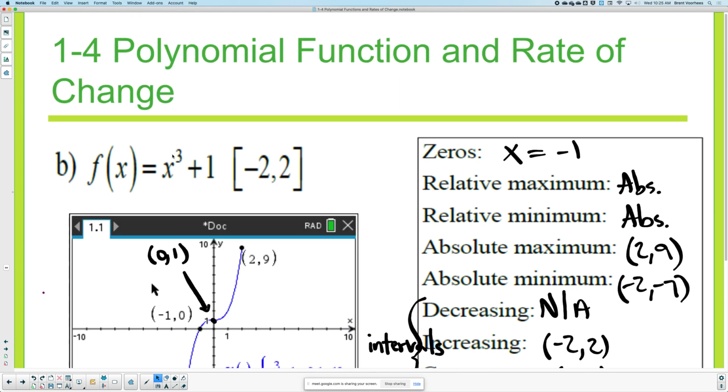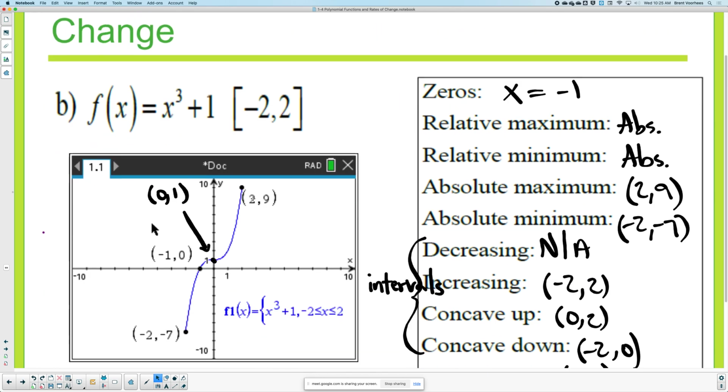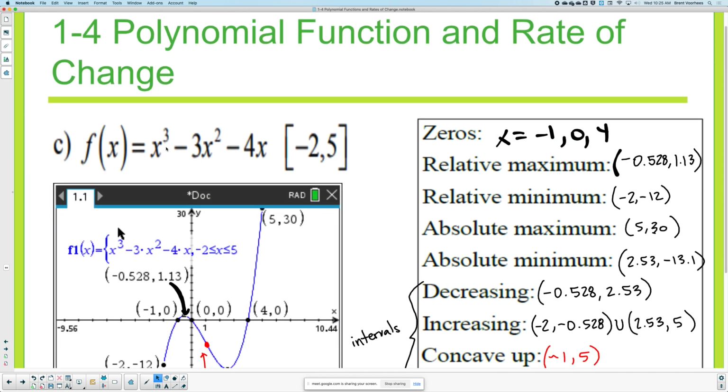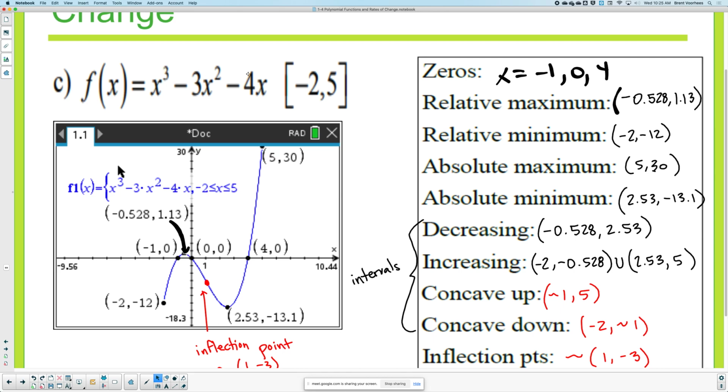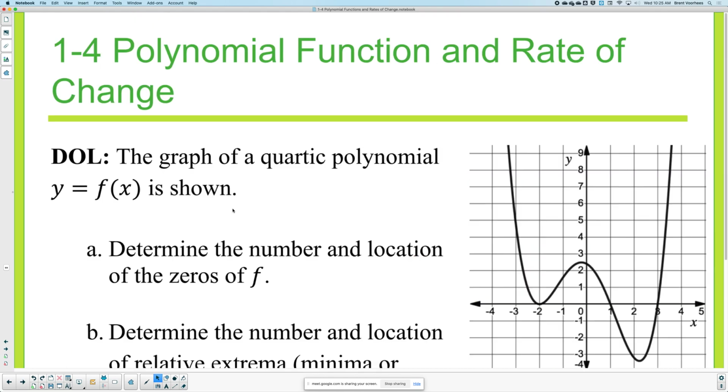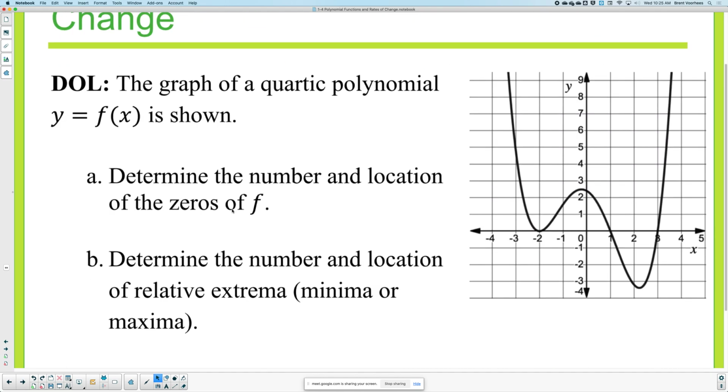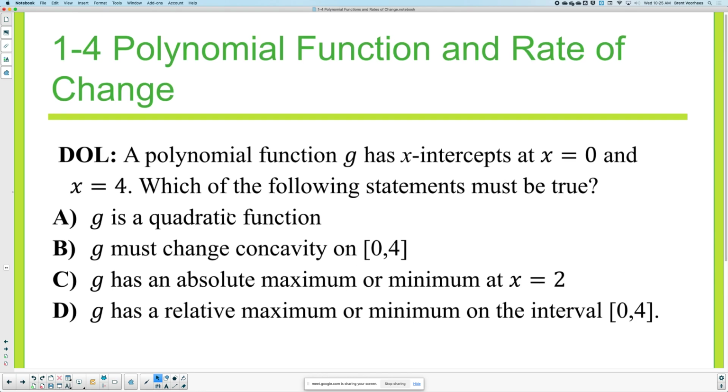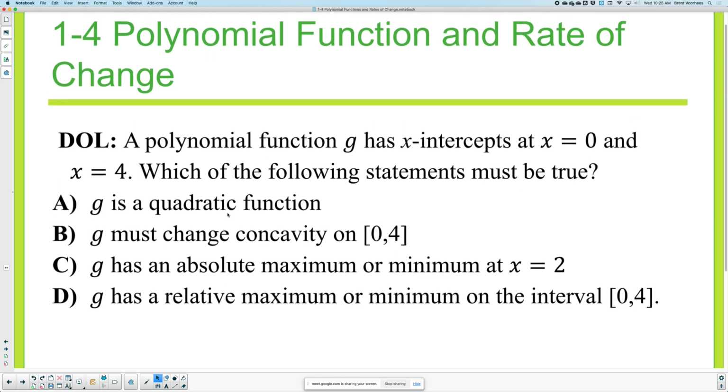This problem, one goes down, one goes up. What does that mean about my degree? Odd. Here, what's my degree? Just look at the equation this time. 3, which is odd. You see how one's going down, one's going up? So those are things that we're going to learn in the future. But I'll let you do this DOL and this DOL. Okay?